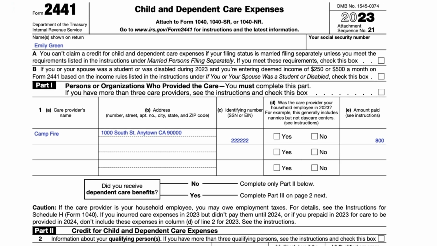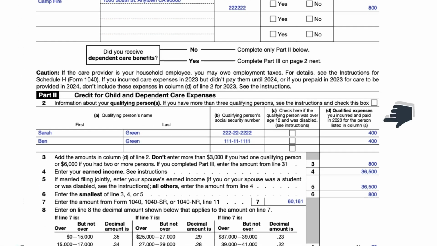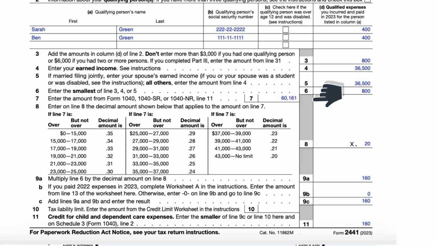Following along with this form, we will enter the care provider's information on line 1. On line 2, we enter the amounts that were spent for each dependent. On line 3, we enter the total of the child's care expenses. On line 4, earned income is entered. Line 5 is for the spouse's earned income. If there is no spouse, such as in our case, you just enter the earned income again. Line 6 is for the smallest of line 3, 4, and 5. Line 7 is the amount on line 11 of Form 1040, which is adjusted gross income.